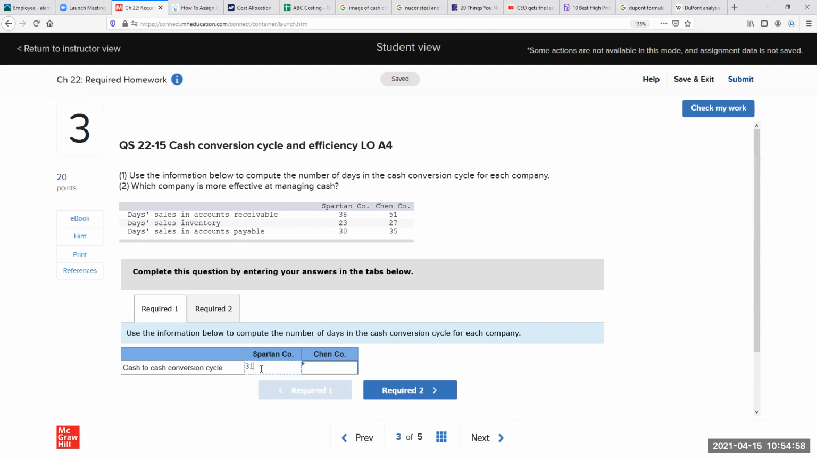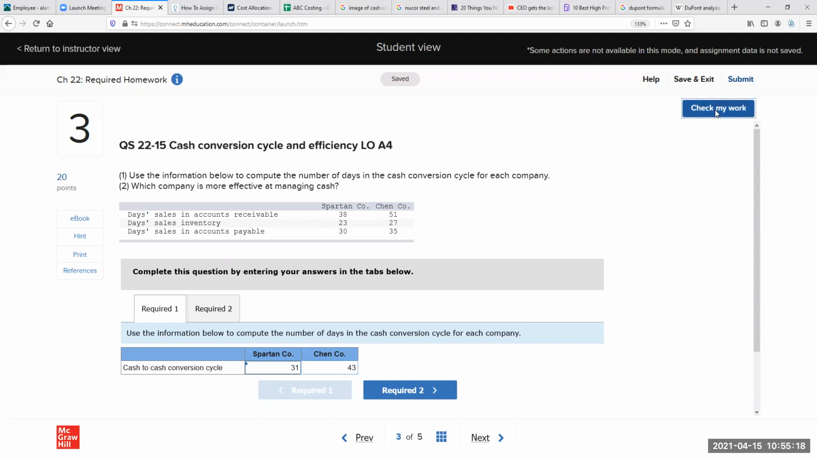I'm going to say 31 because you got to pay them. In Chen, I'm going to say 51 days. No, you buy the inventory. So it sits on your floor 27, then it sits another 51 days, 78, but you got to pay them 35. So I'm going to say 43.